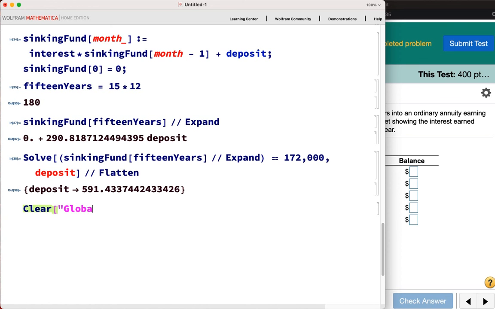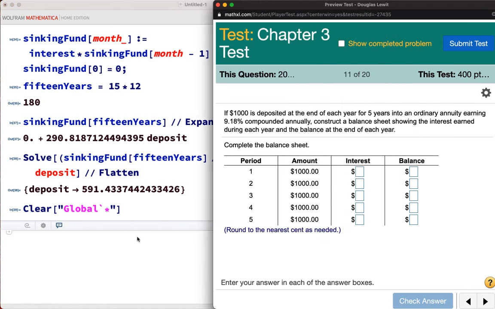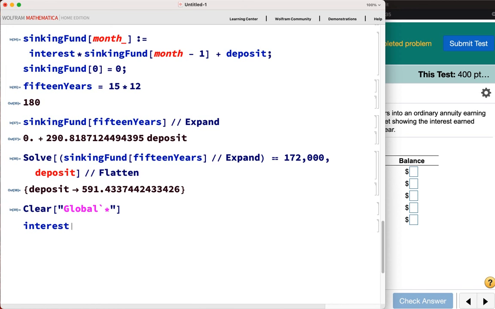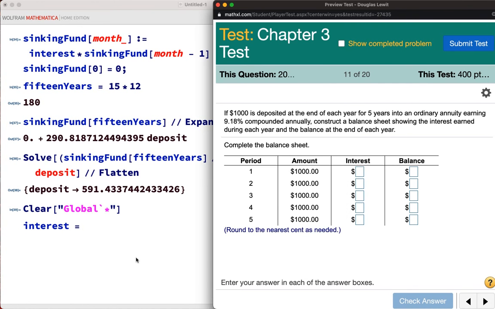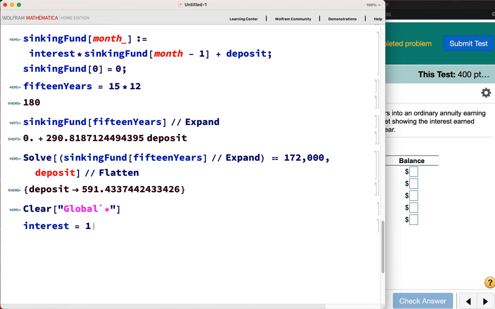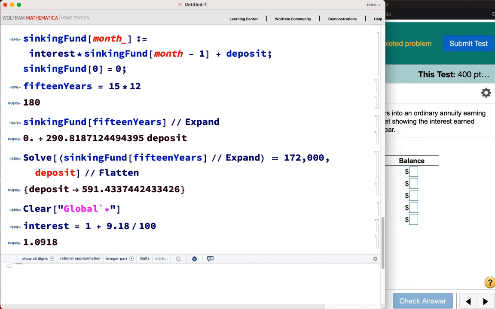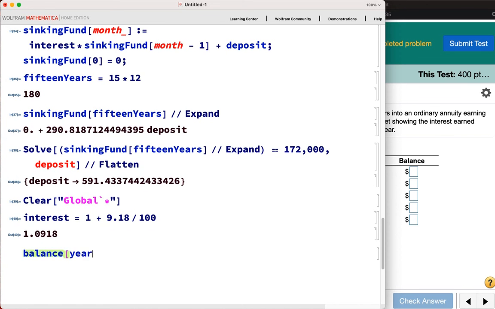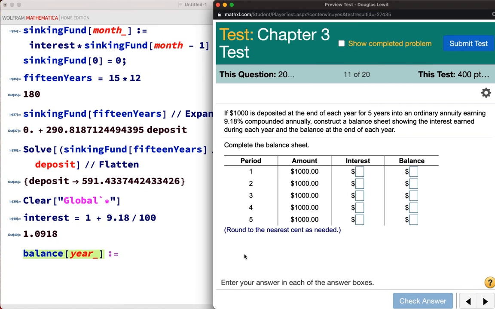Start over again, brand new variables, brand new everything. Just erase all the stuff that we have so far. Shift Enter. Okay, terrific. Let's see. Our new interest is going to be, it's compounded annually, so we divide by 1, so that's easy. 1 plus 9.18 divided by 100, because you have to divide by 100 to change the percentage into a decimal.